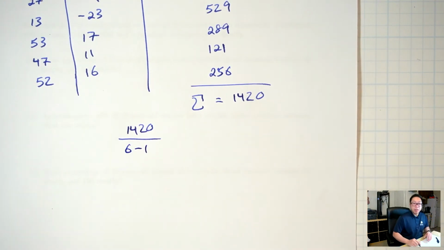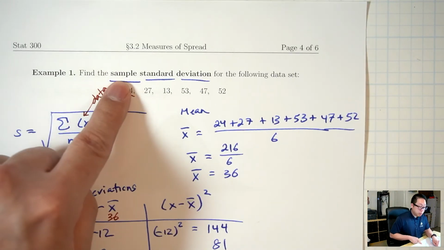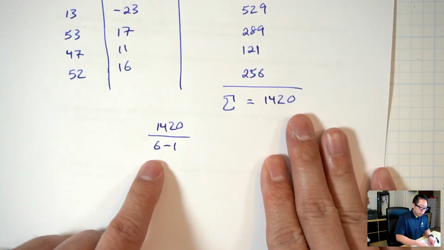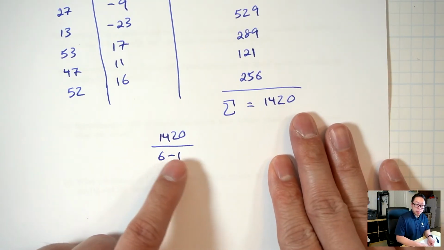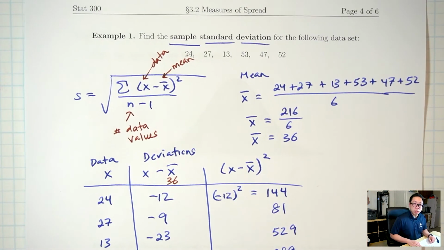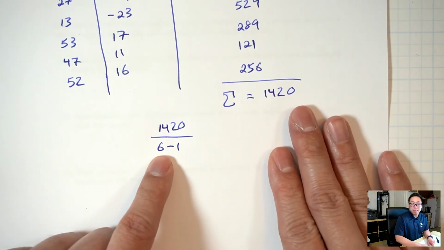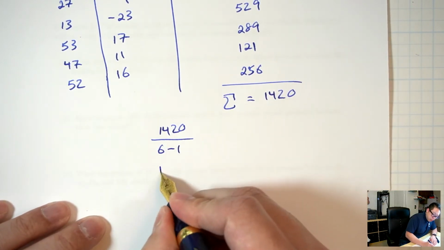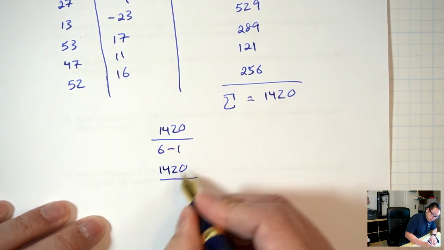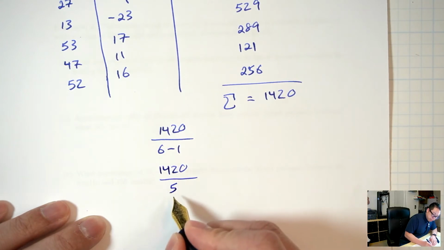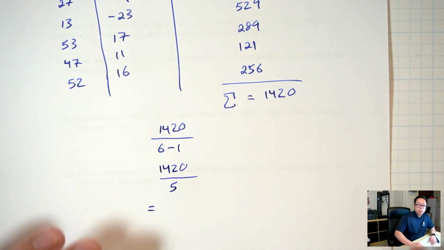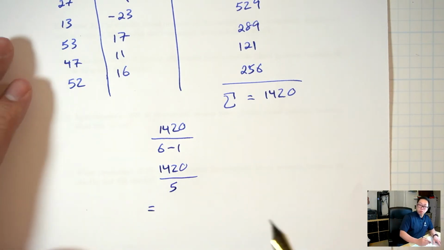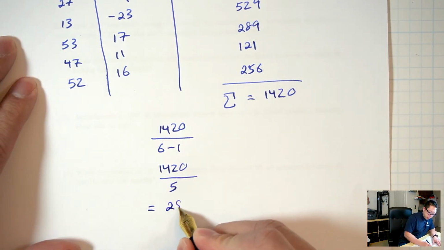Okay, remember, this is the difference between the sample version and the population version. The sample version, you divide it by the number of data values minus 1. The population version, you divide it by the 6. So there's not a minus 1. Okay, so we're going to do 1420 divided by 5. So 1420 divided by 5 is 284.